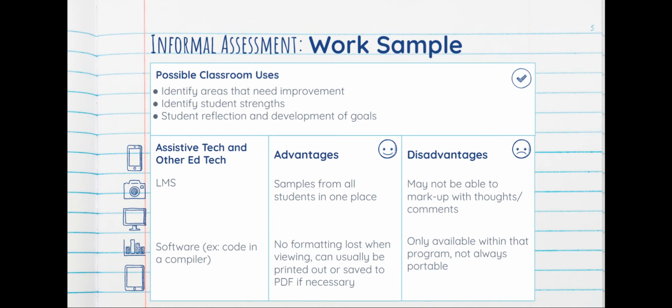For example, I teach computer science, so a lot of my students code in a compiler. While these are great because no formatting is lost when viewing and I can run the program directly, they can also usually be printed out or saved to PDF if I need to mark up the code. But usually you cannot access them portably because they are within a specialized program, so that can be a disadvantage.